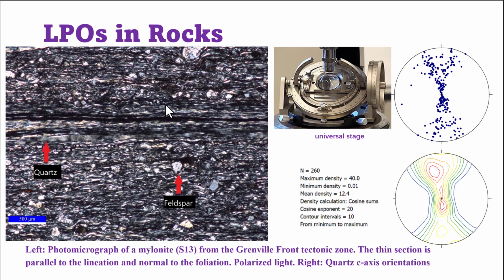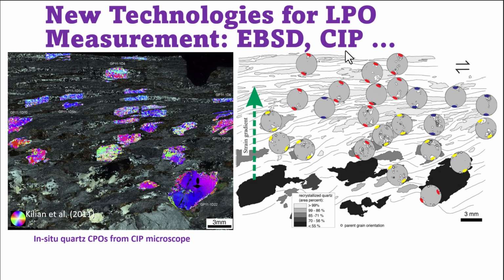Traditionally, the quartz C-axis orientation can be measured with a universal stage attached to a petrological microscope, and the measurements are then plotted on an equal area projection, either a scatter plot or a contoured plot, for further interpretation. Nowadays, new technologies like EBSD, electron backscatter diffraction, which is a device attached to a scanning electron microscope, computer-integrated polarized microscope, etc., allow us to determine the lattice preferred orientation of rocks more efficiently.